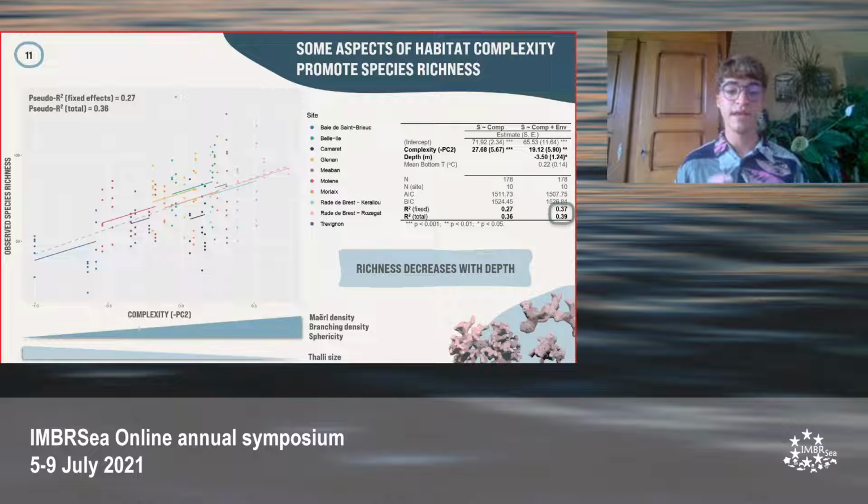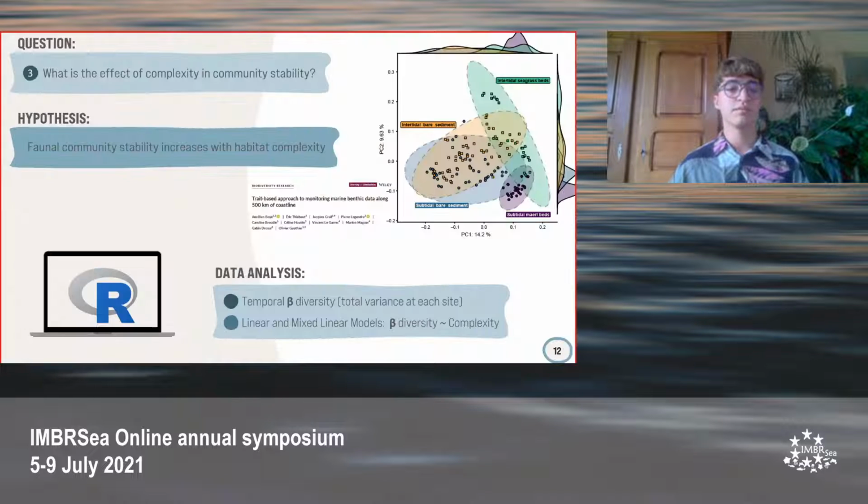And we can see that depth also has a negative effect directly on species richness, which highlights the importance of a holistic approach. So previous studies have shown that, moving on to our last question, sorry.